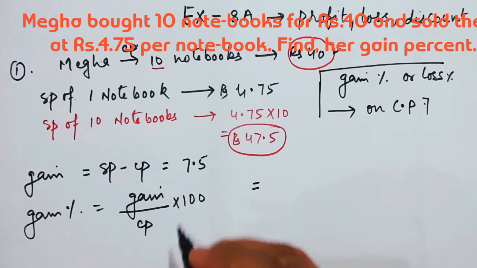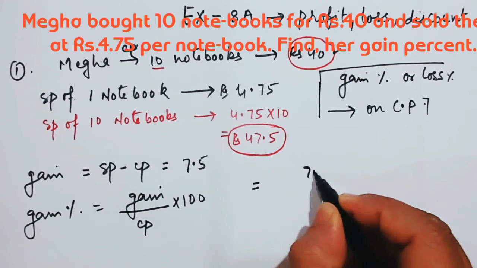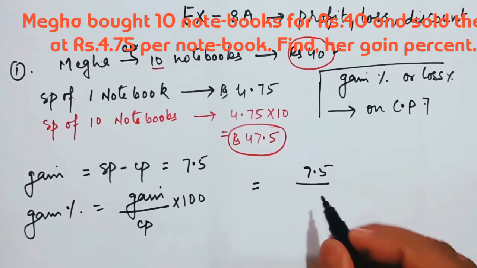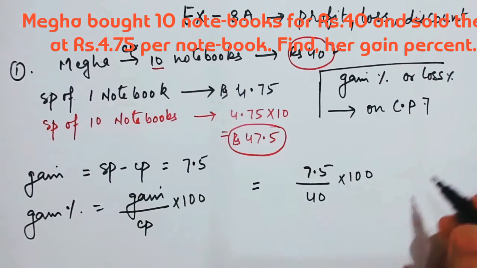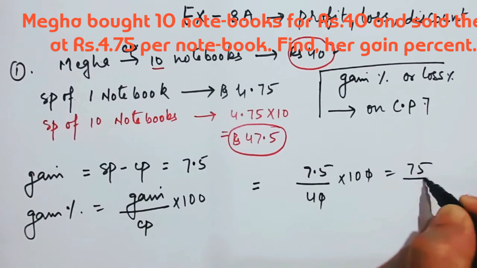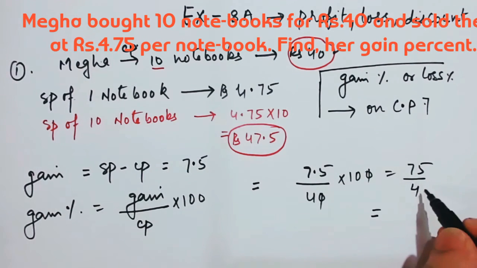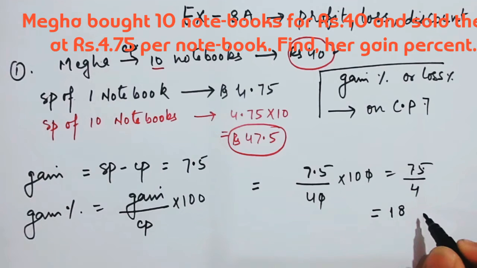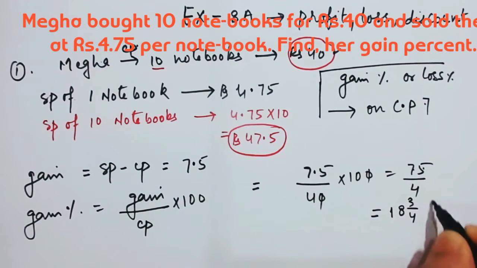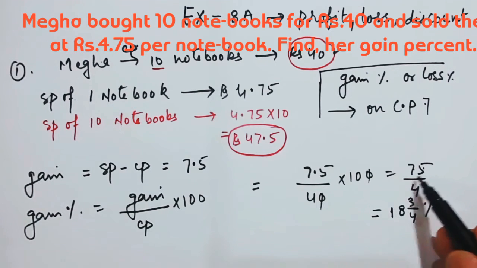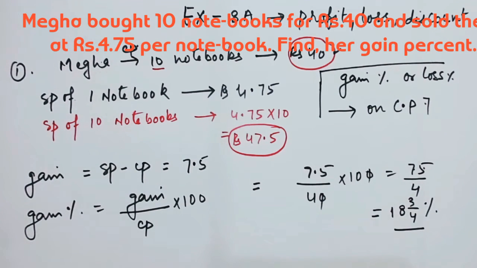Let's put the values. Gain is equal to 7.5, gain by CP. CP is 40, into 100. Let's do some cancellation work. 0, 0. 75 by 4. I'm not so much of an expert in calculation. 4 1s are 4, 35, 4 8s are 32. 3 by 4 percent. So this is the gain percent which Megha got after selling 10 notebooks.